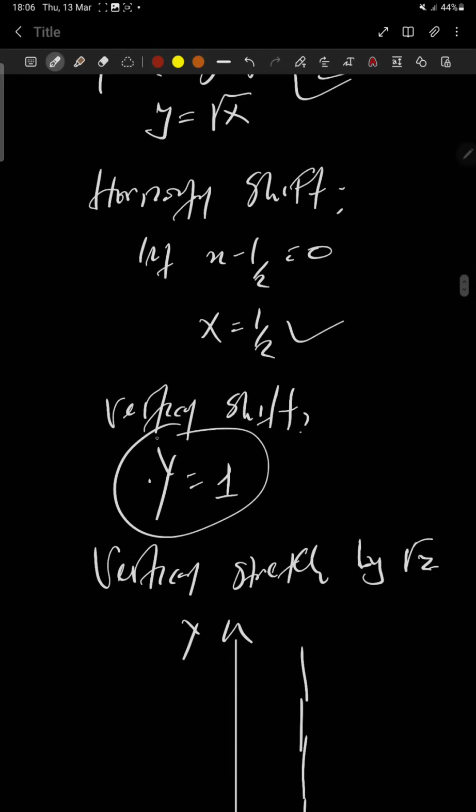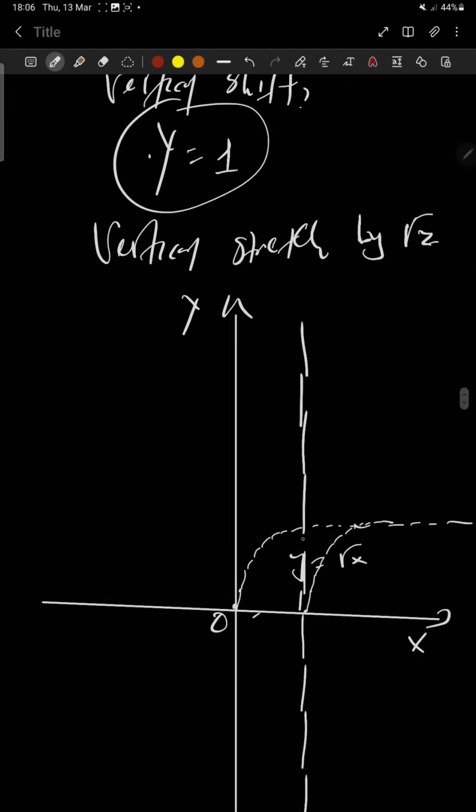We go to the vertical shift of y equal to 1. Y equal to 1 is always above the square root. So this is 1. It will move from here, which is half, vertically on top to here.